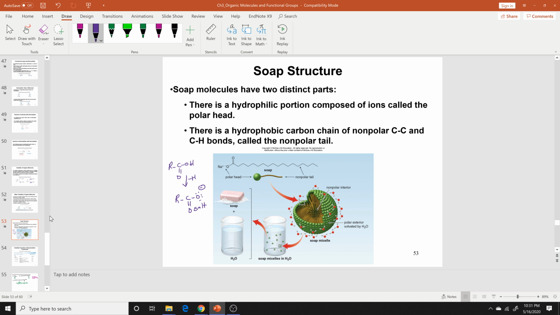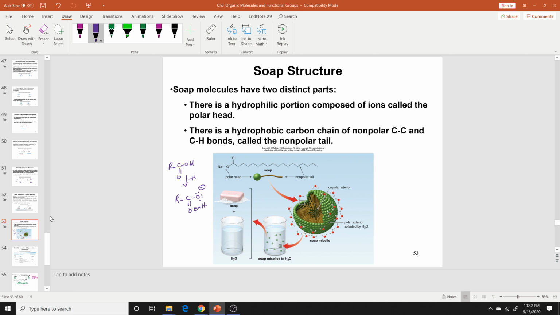Soap molecules should have a salt head, which is the conjugate base of the carboxylic acid. The salt head is normally the polar head because of the type of interactions between the ions, an ion-ion interaction. And then it should have a nonpolar tail. The nonpolar tail is the long carbon chain.